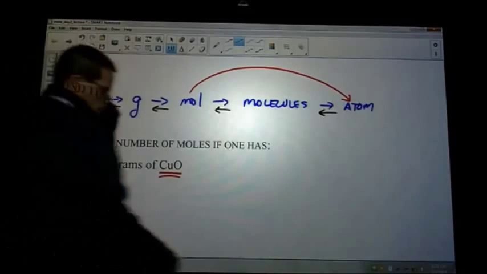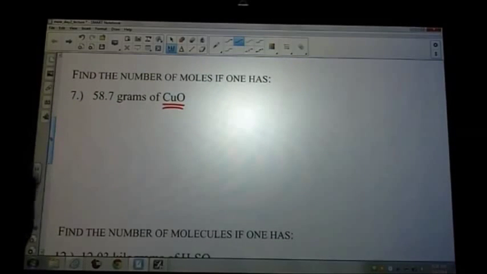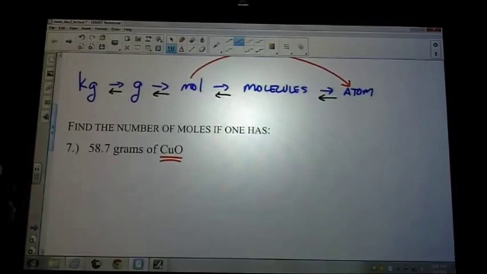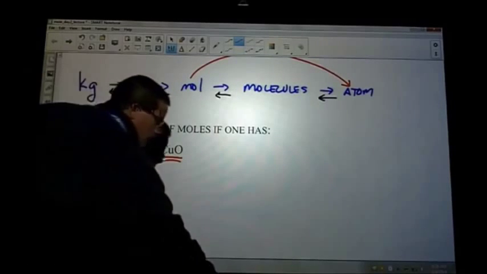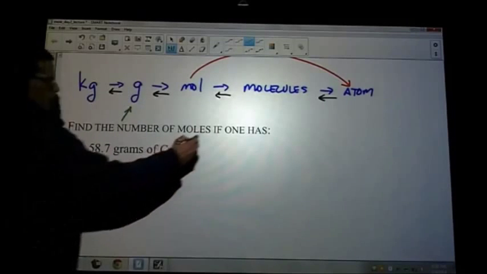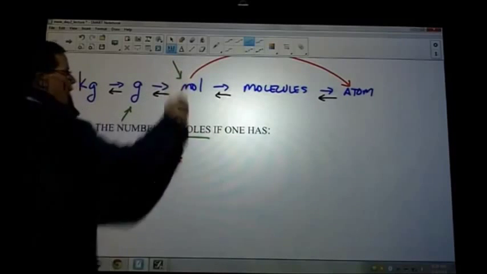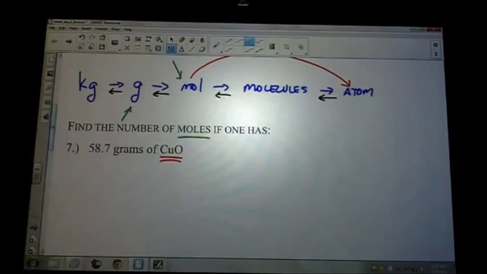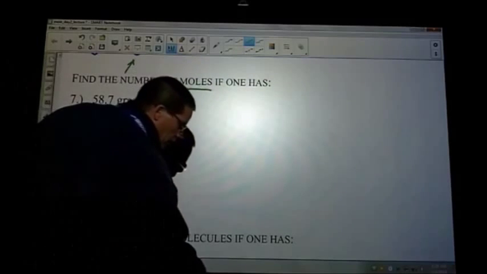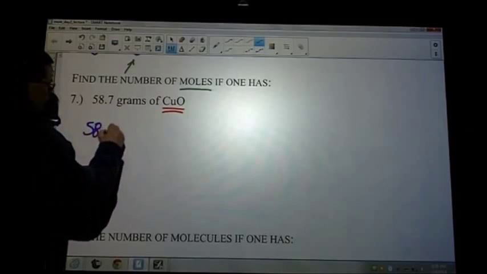All right. So let's do this first one. So again, 58.7 grams. What are we given? Grams. So we're starting here, right? And the question wants to know number of moles. So how many steps? 1. Are you going to use Avogadro's number in this problem? No, that's what we did yesterday. So pretty bad example I just gave. So start with what you know, 58.7. Don't worry, there's more.